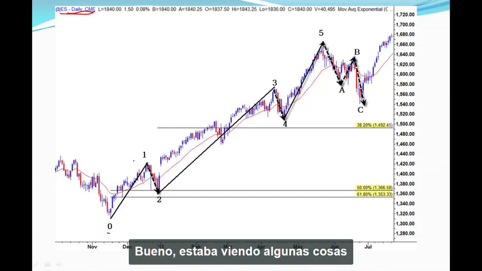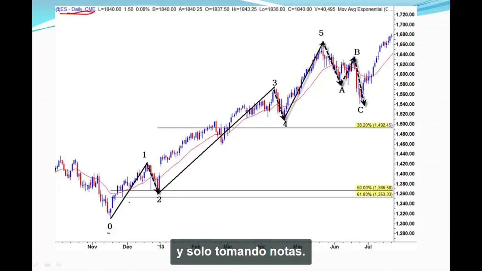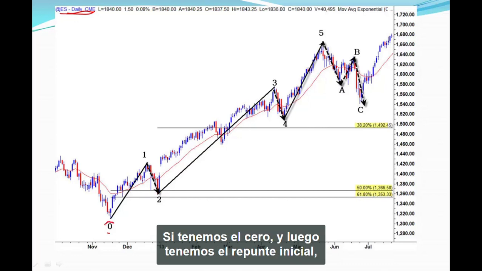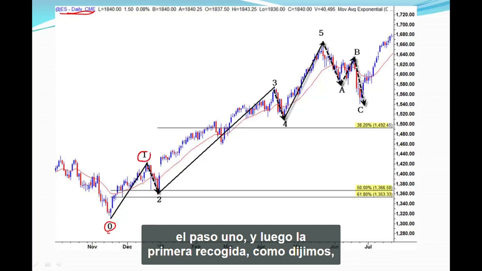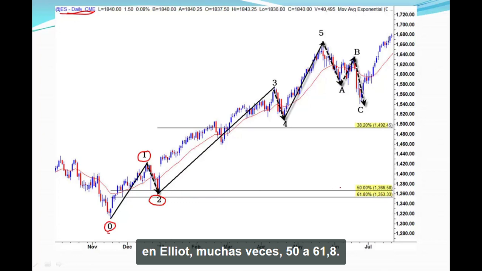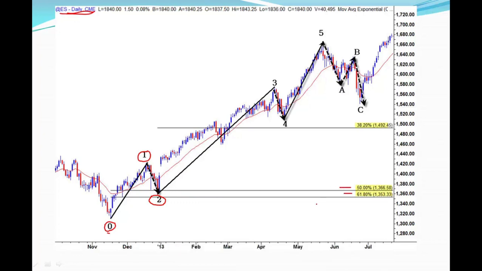All right, so I was pulling some stuff down and just making some notes. So if we have the 0, and then we have that initial rally, that's that 1. And then the first pullback, as we said, in Elliott, many times 50 to 61.8.